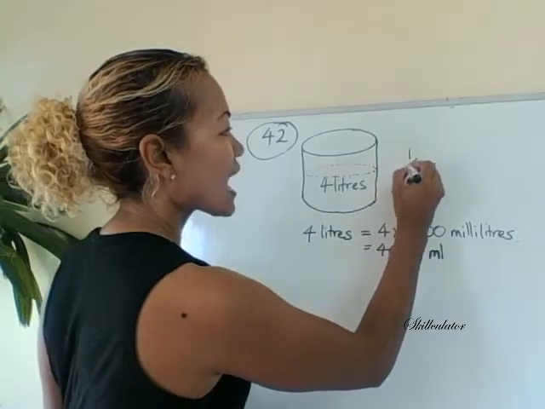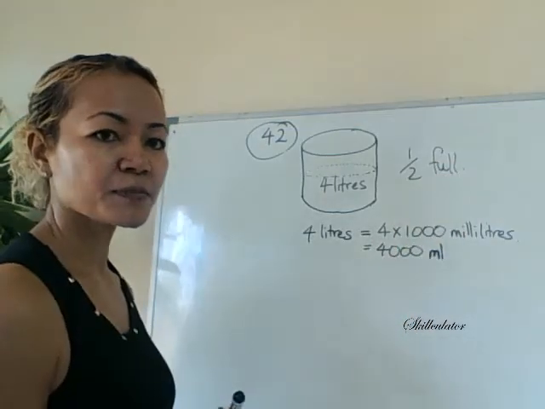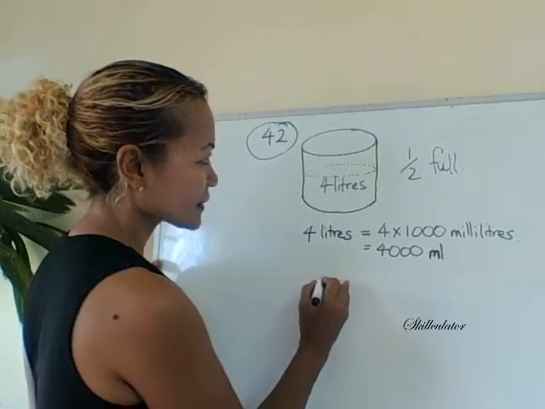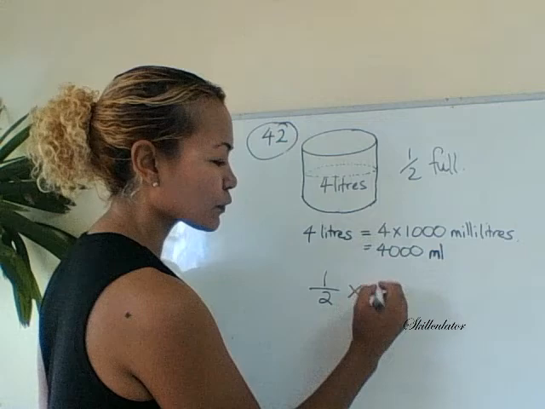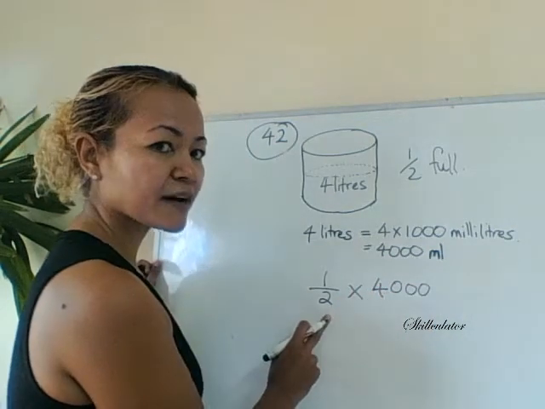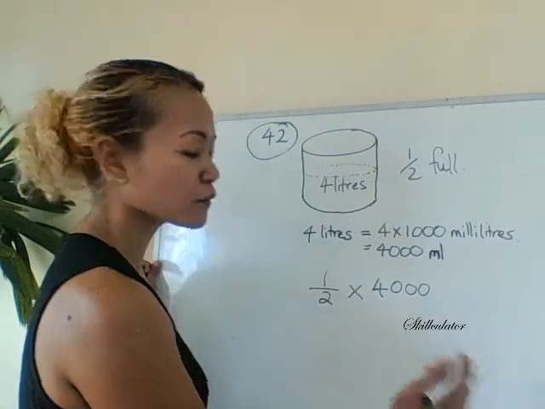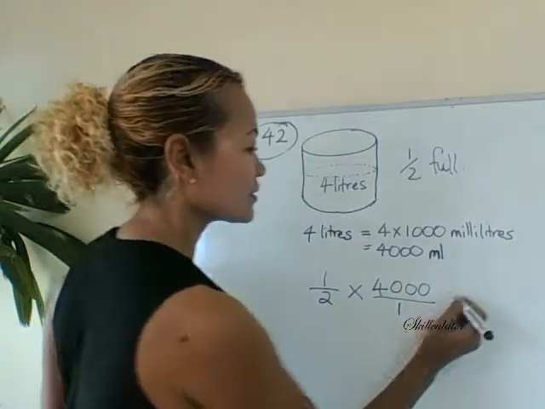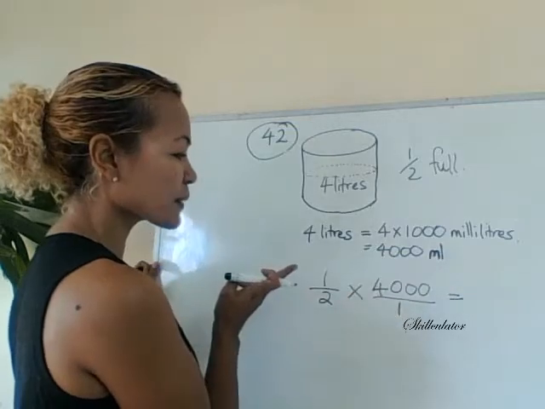It's only half full. Half expressed as a fraction is 1/2. So you will use that. Half multiplied by 4,000. Because we're multiplying by a fraction, we also have to show 4,000 as a fraction. All you do is put it over 1. Any number, put it over 1 and it's a fraction. Equals. To get the answer, multiply the numerators, multiply the top numbers.